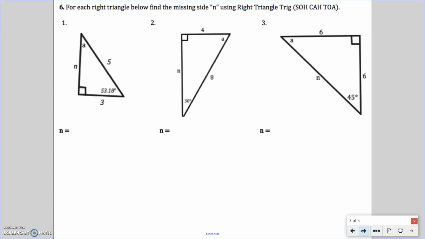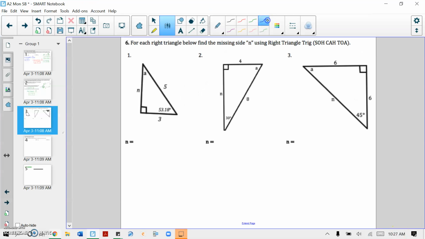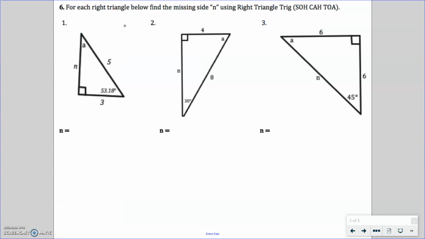All right, so here's what I want you guys to do. For each right triangle below, find the missing side n using right triangle trig. So sine, cosine, and tangent, okay? Even if you can use Pythagorean's theorem, I want to push you to use sine, cosine, and tangent just so you can get some practice with that. So at this point in time, pause the video, and when you're ready to see the answers, you can unpause it. All right, so you should be ready at this point.